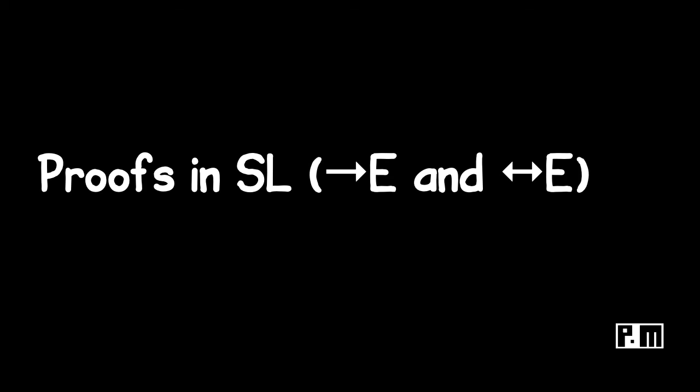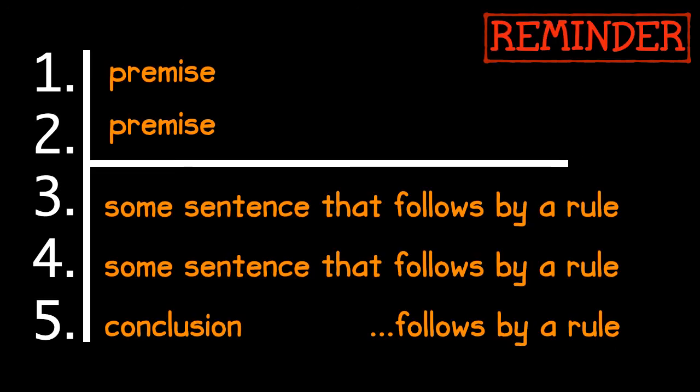This video continues with our discussion of proofs in SL. Specifically, we're going to introduce the conditional elimination and biconditional elimination rules. As a reminder, remember that a proof has this kind of structure. We number every line, we put the premises at the beginning with a horizontal line underneath them, and every line after that has to be justified by a rule.